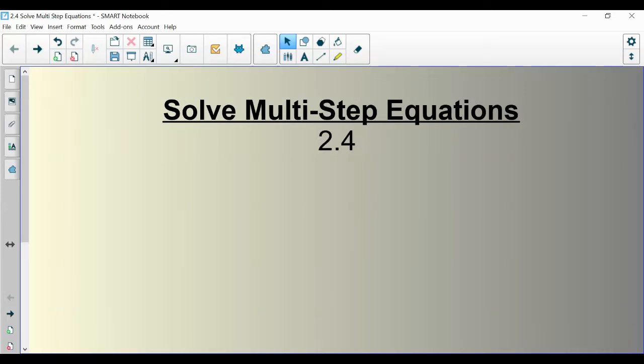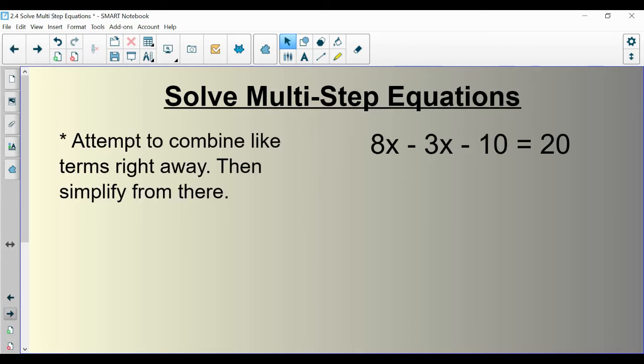All right, class, we are looking at solving multi-step equations today. This is section 2.4 in your textbook. This is a continuation of the solving that we were doing last class period. It is not significantly more difficult, but there will oftentimes be an extra step or two in the process. Last lesson we were doing two-step equations.